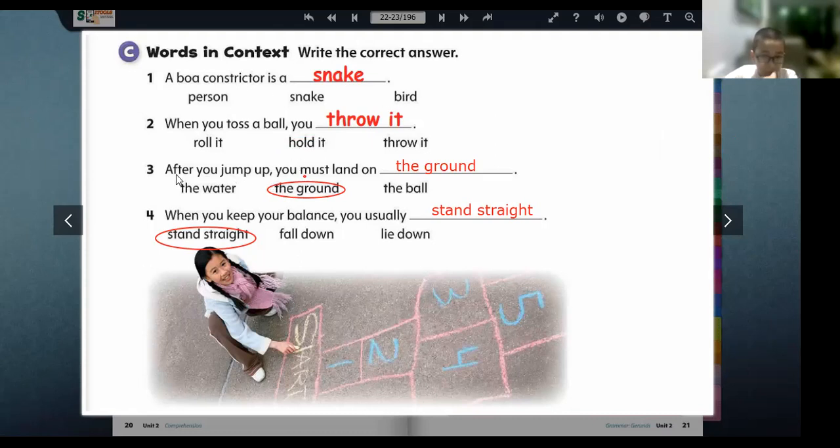Please read. After you jump up, you will land on the ground. Okay, that's correct. So after you jump up, you must land on the ground. Okay? You will not land on the water, of course, or you will not land on the ball as well. You will land on the ground. Except if you jump in the ocean, it's expected that you will land on the water. Okay, number four. Please read and answer.